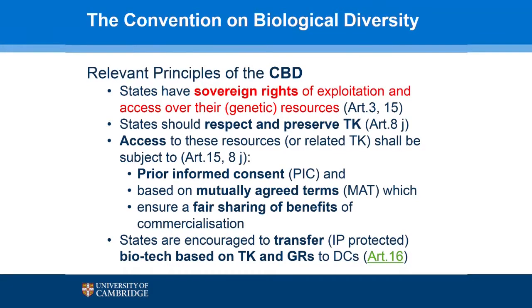Now, these principles for the protection of genetic resources and traditional knowledge are primarily embodied in a treaty called the Convention on Biological Diversity, which was signed in the early 90s. It has a very large membership. An important exception to the membership of the CBD is the United States, which has signed but not ratified this agreement. This agreement essentially is based on the idea that states have sovereign rights over their genetic resources.